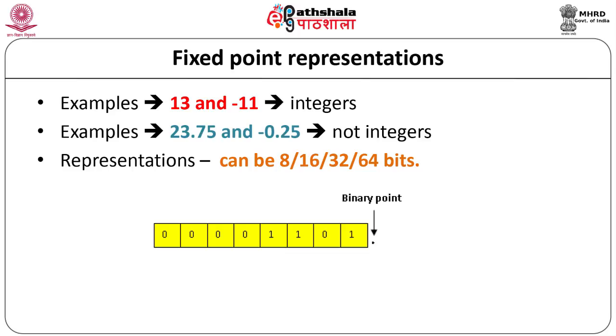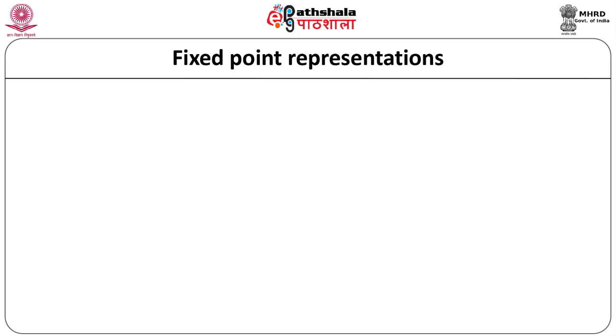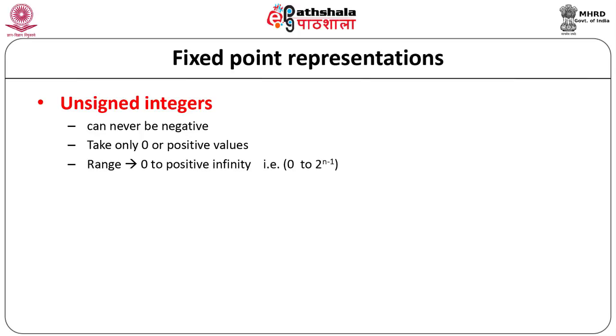Let us consider the representation of the binary number 0001101 in fixed point representation. In this case, the radix or binary point is assumed to be to the right of the least significant bit. An unsigned integer is an integer that can never be negative and can take only 0 or positive values. Its range is between 0 and positive infinity, that is 0 to 2 raised to n minus 1.